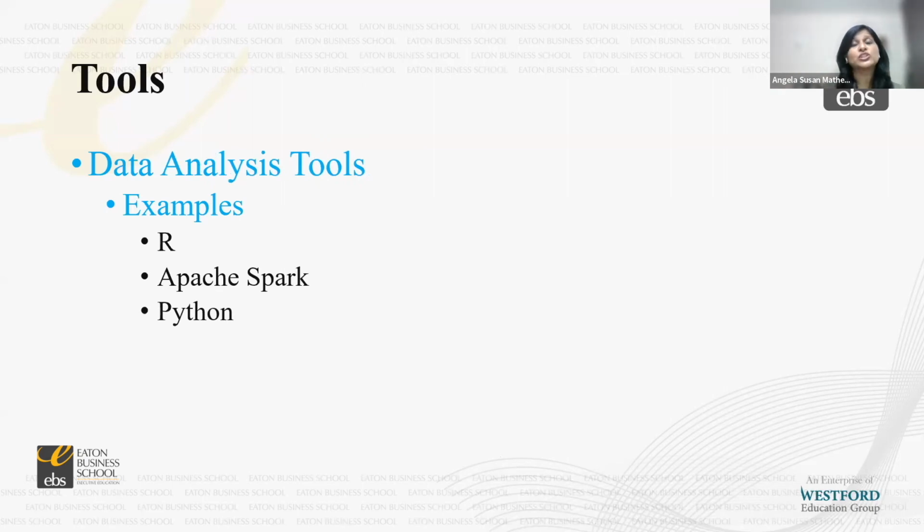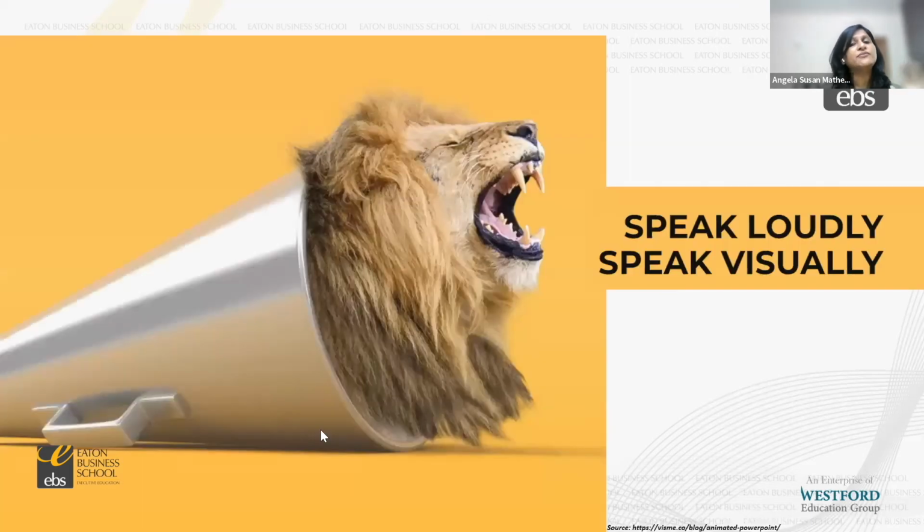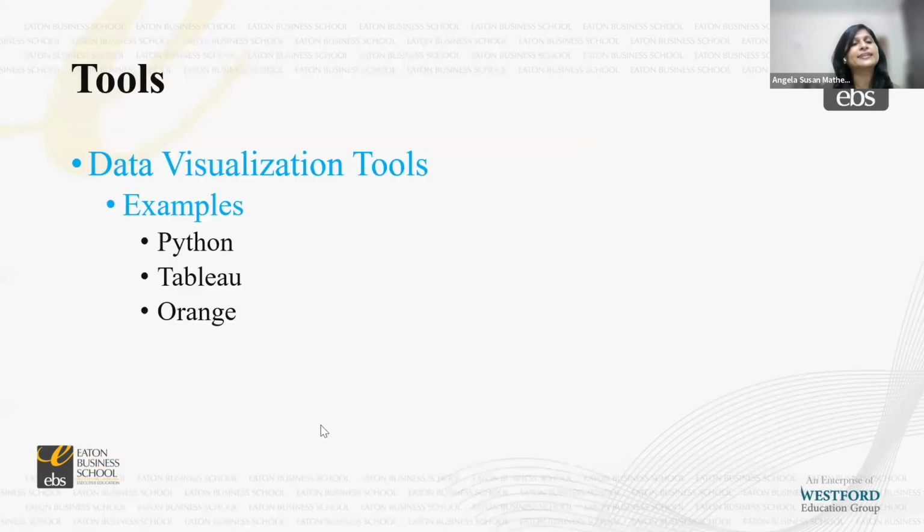And finally, the most important, how do you analyze your data? You have examples like R, Python, Apache Spark, and so on and so on. Python is very, very popular these days among people who are learning analytics and data science, as well as in organizations. All right. So these are some of the very important ways in which you can look at data.